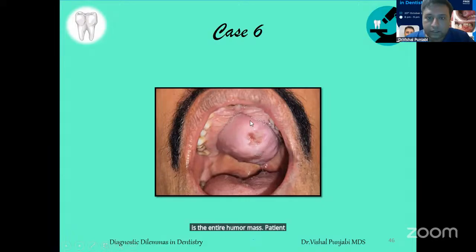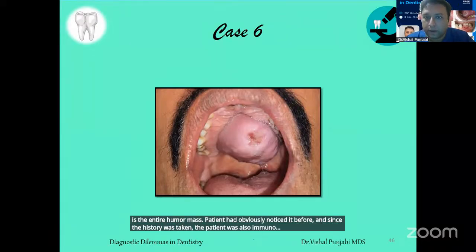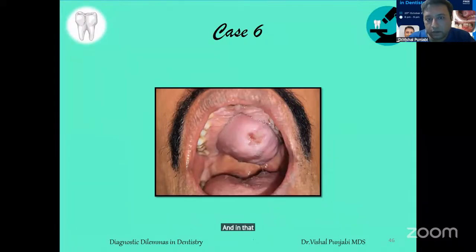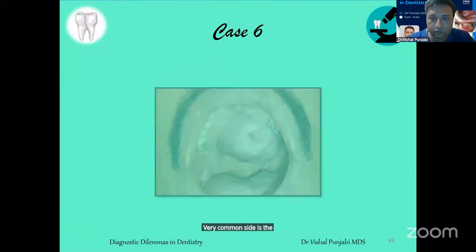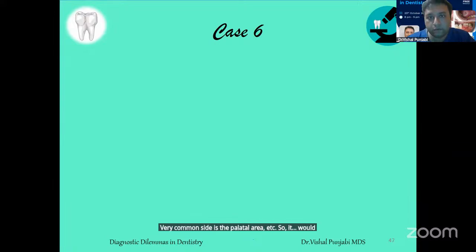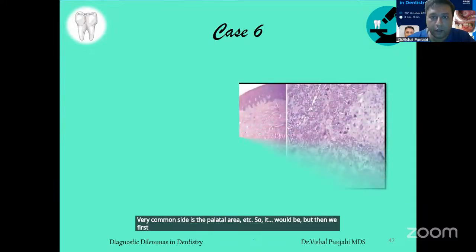The patient had obviously noticed it before, and since history was taken, the patient was also immunocompromised. It was seropositive. And in that situation, what we usually go by in the textbook, we say Kaposi sarcoma, a very common site is the palatal area, etc. So it would be, but then we first ran an incisional biopsy.